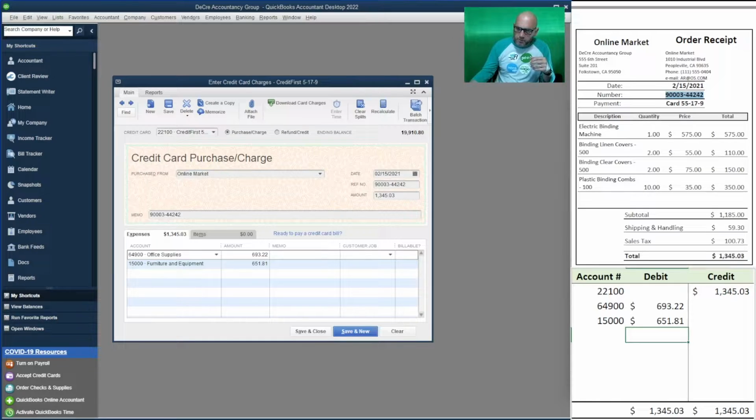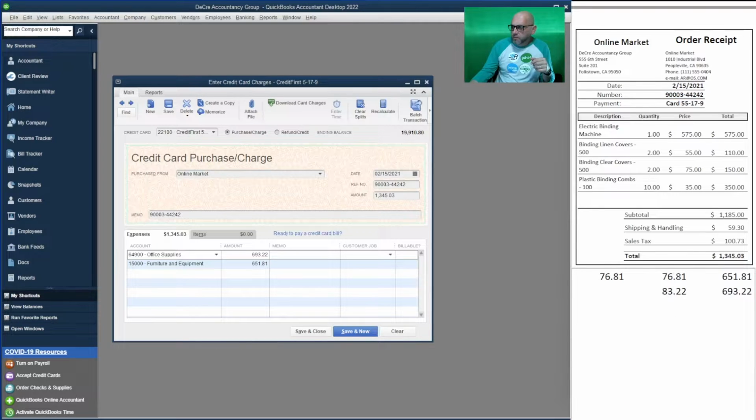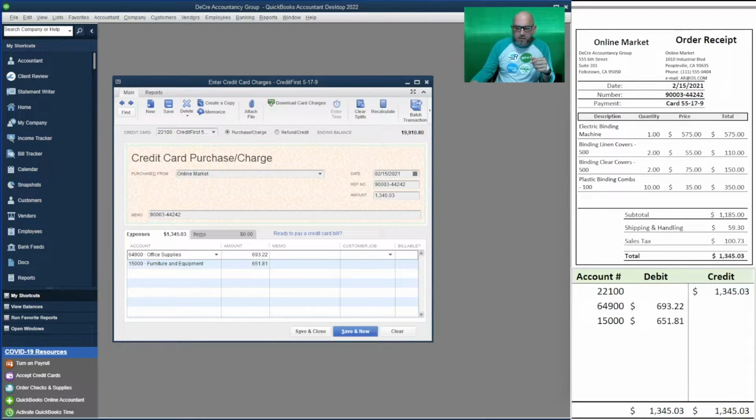Again, what we did, we took the shipping and handling and we allocated it. We kind of showed it to you right here. This is our allocation. And then we added it, and here it is. There's our debits and credits. They're good to go. Let's see. We might want to adjust it.